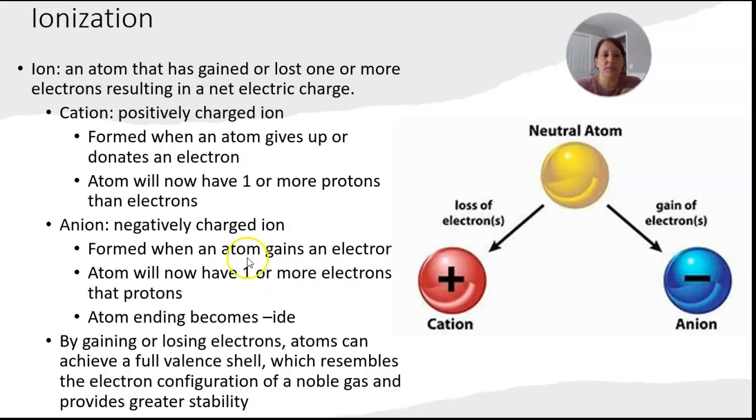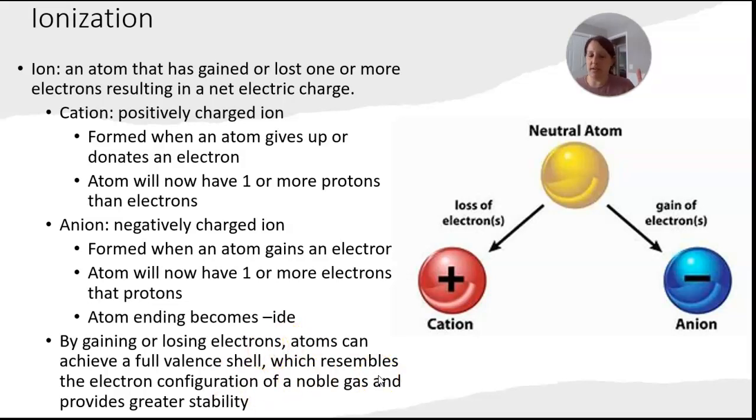When atoms gain an electron and become an anion, the ending of the atom changes to "ide." So we'll see chlorine becomes chloride. Fluorine becomes fluoride. Okay, so we'll see that.